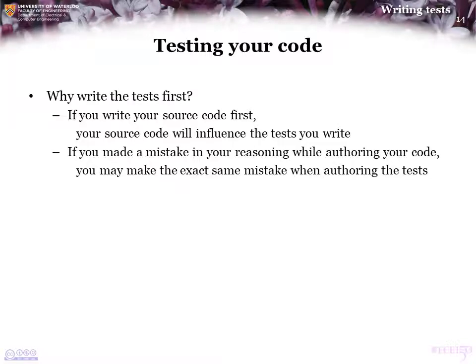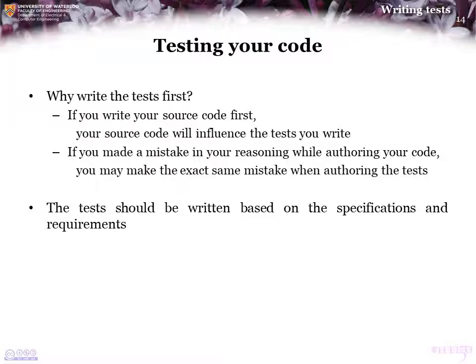Also, if you made a mistake in your reasoning while authoring your code, you're probably going to introduce that exact same mistake when authoring the tests. It's natural for a programmer to assume that what they have written is correct. And so if you author the function first and then use that function to determine what the correct output is, of course your tests are going to match the output of your function. Your tests should be written based on the specifications and the requirements, not on the code that you authored yourself.